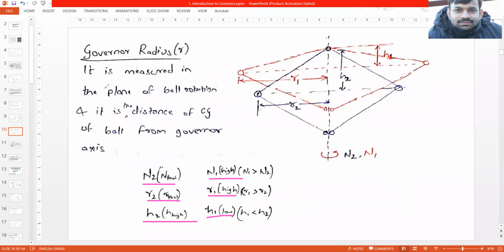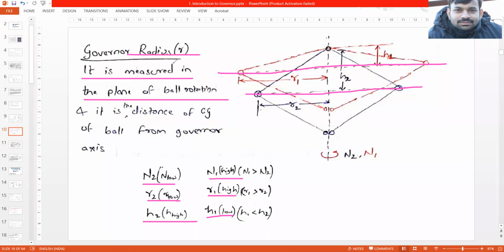Governor radius, its definition is given over here. It is measured in the plane of the ball rotation. Okay, so this is the plane of the ball rotation, the horizontal plane in which both the balls lie. So the governor radius is denoted by small r. It is measured in the plane of the ball rotation, and it is the distance of the center of gravity of the ball, CG of the ball, from the governor axis, right? So we saw this in the previous slide itself. All right, moving forward.